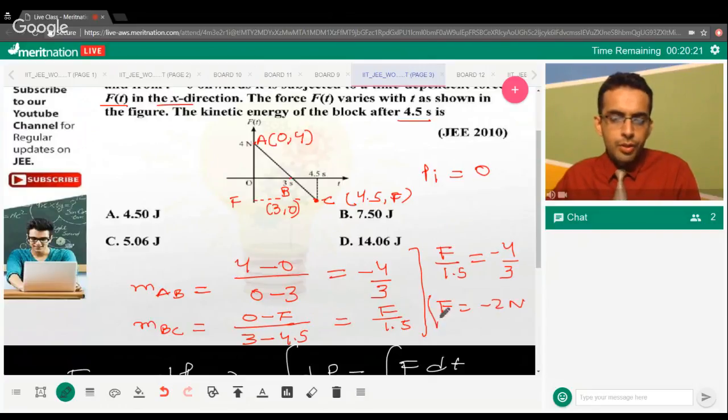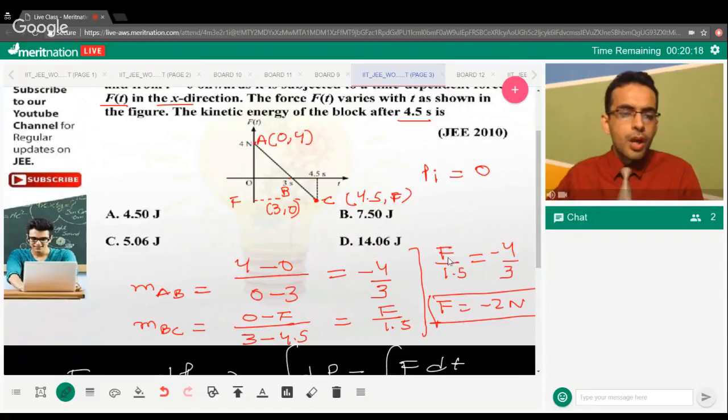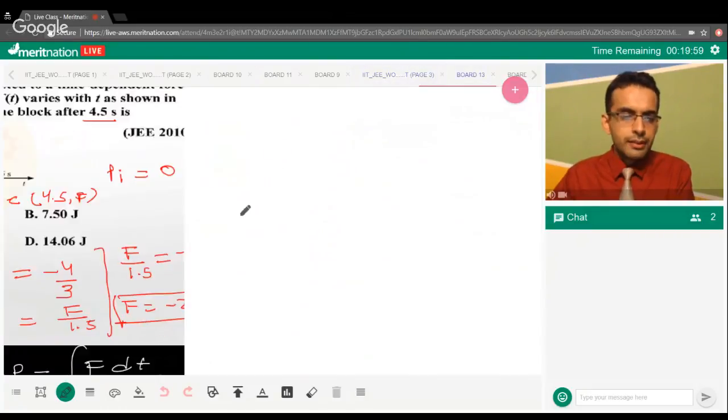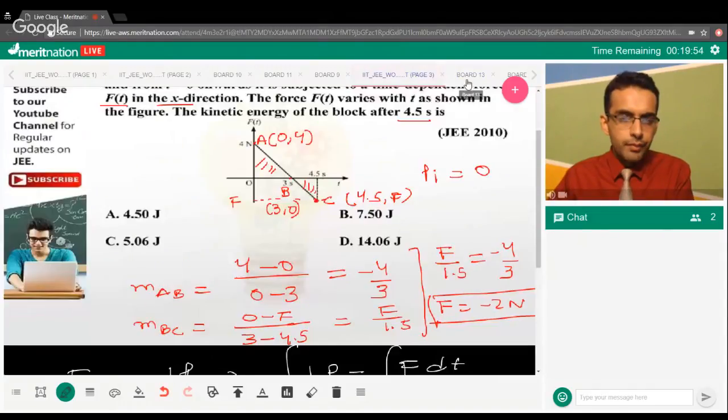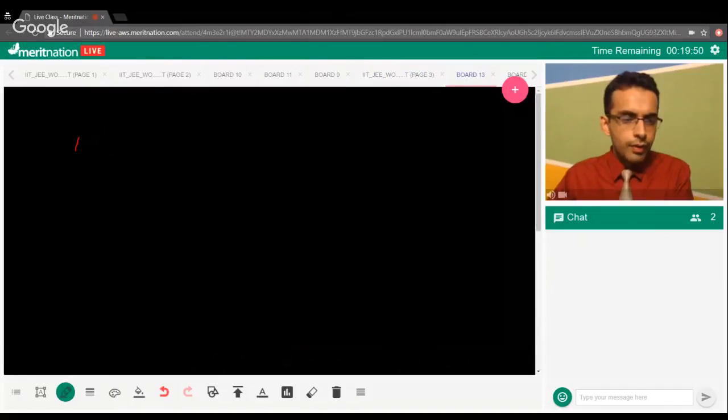Okay, so that's clear to all of you. Now what we have to do is find this area, the area covered by the F-t curve. So let's find the area. You can see that the area can be found simply by half. Wait, let's use white color. So the area of the F-t curve.